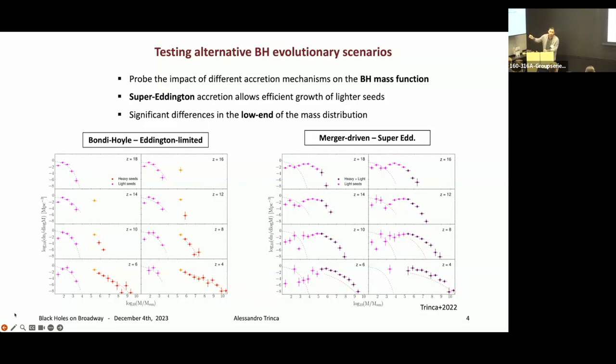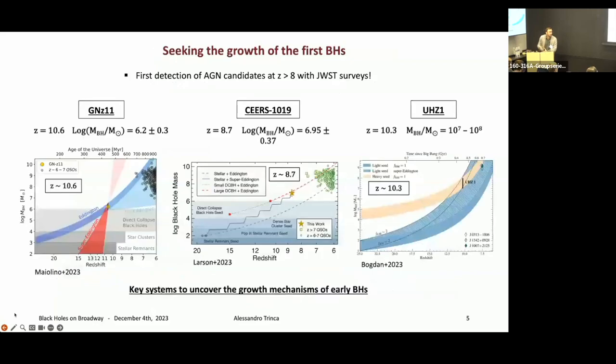To try to disentangle between these different potential accretion histories, we have to go either very deep, so try to constrain the properties of much less massive black holes, or go to higher redshift, where you can see that above redshift 8 the two distributions start to change drastically. But luckily, JWST seems to enable us to go in both directions, since we had, as we heard before, the first detections of AGN candidates at redshift higher than 8, spanning masses from as high as 10 to the 8 down to 10 to the 6 solar. As is stressed very well in all these figures, these systems are crucial to try to uncover and put some constraints on the early mechanism of growth of these early massive black holes.